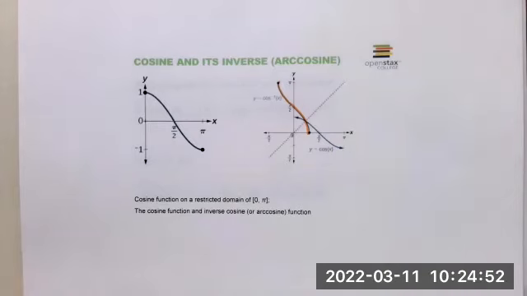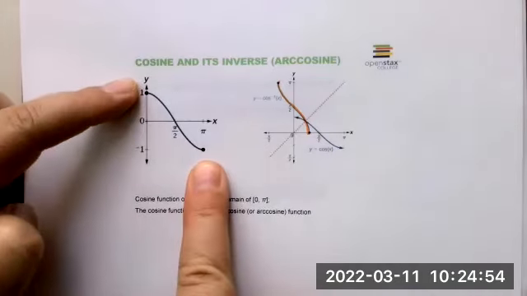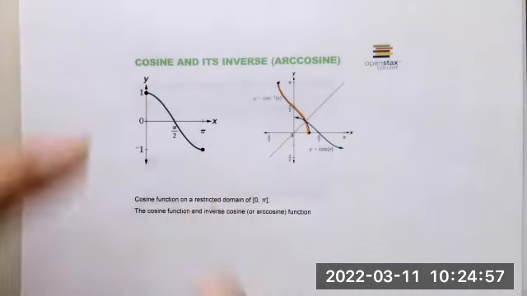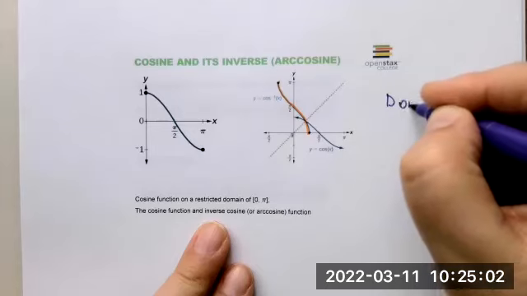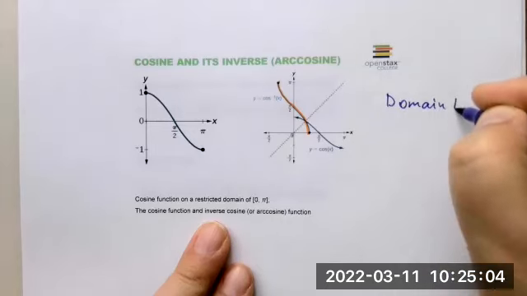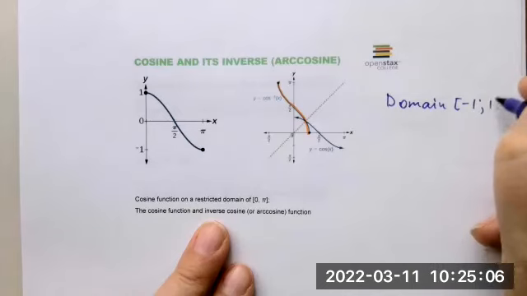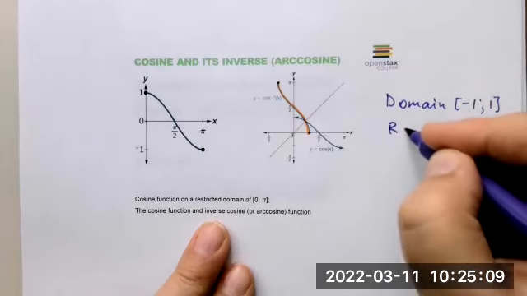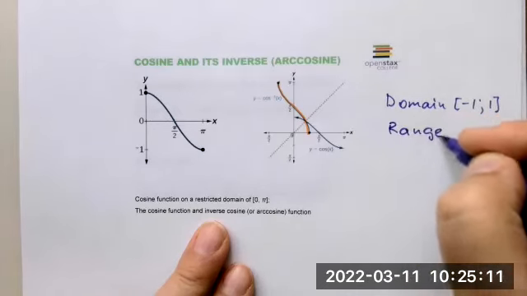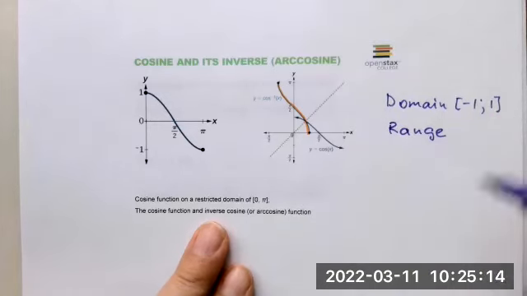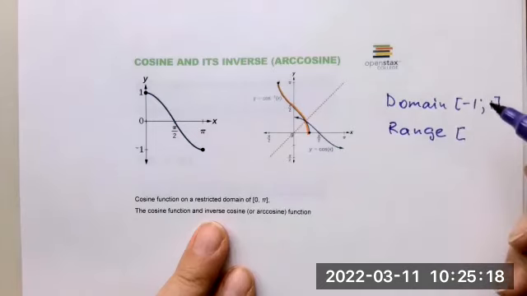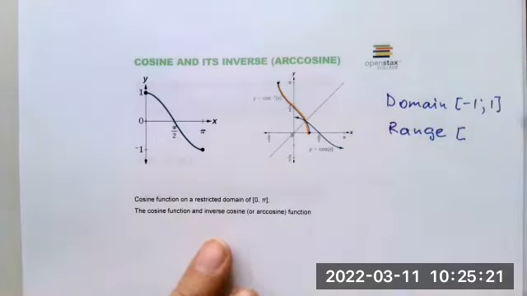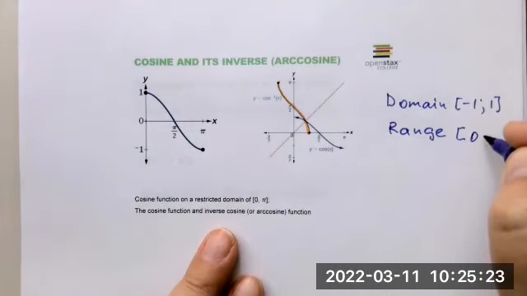Now the range and the domain switch places, right? So now the domain of this function is going to be from -1 to 1, and the range is going to be the output, which is the angle, and the angle that we're going to see is going to be from 0 to pi.